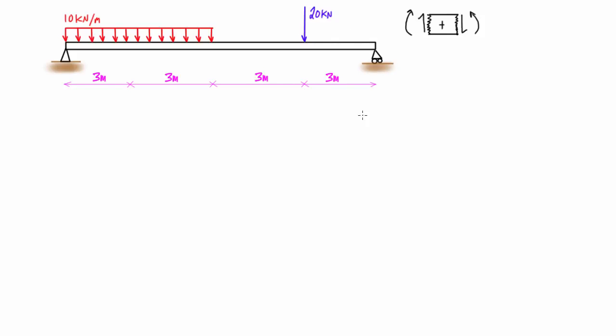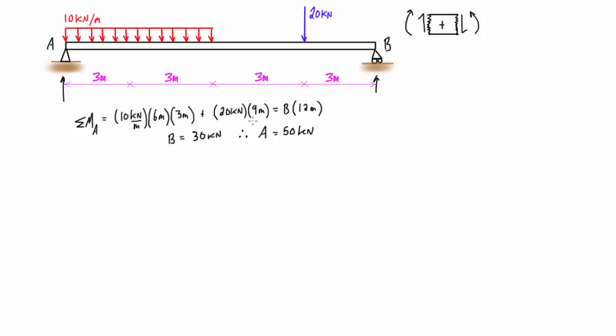But with that said, let's go ahead and solve for what the reactions are. If we call this side A and this side B, we want to figure out what reactions A and B are. When we do the sum of moments about A, we find that A is equal to 50 kilonewtons and B is equal to 30 kilonewtons. And that A there just comes from taking the sum of forces in the y direction.